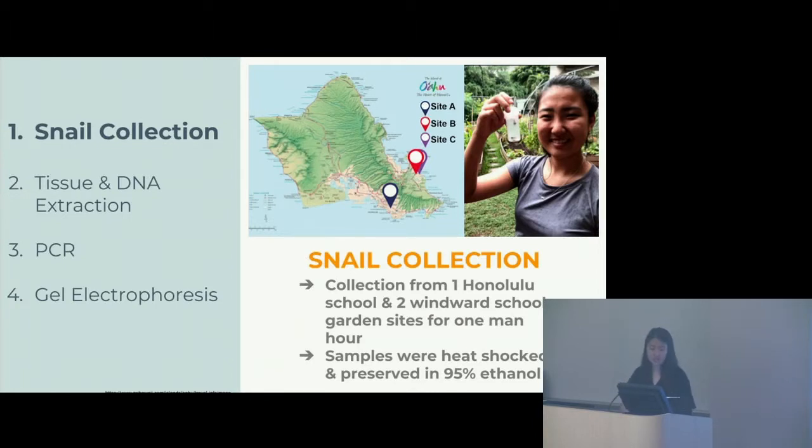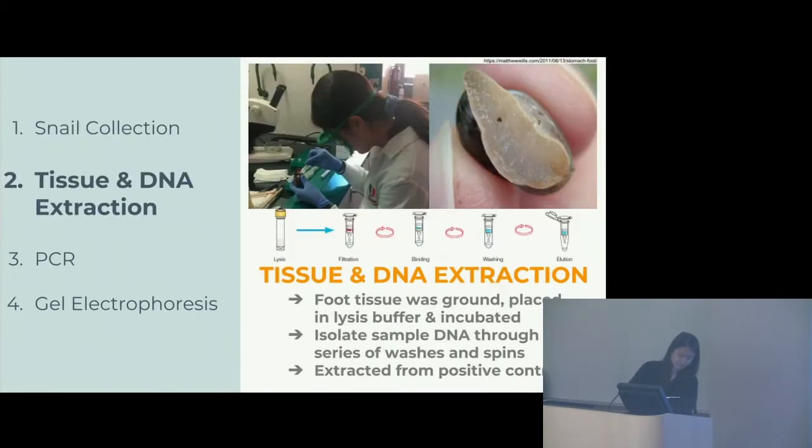After collection, snails were heat shocked, so they were placed in boiling water and instantly killed, and then preserved in 95% ethanol. Back at the lab, snail tissue was extracted from the snail foot, which actually has the highest concentration of parasites on an infected snail's body.